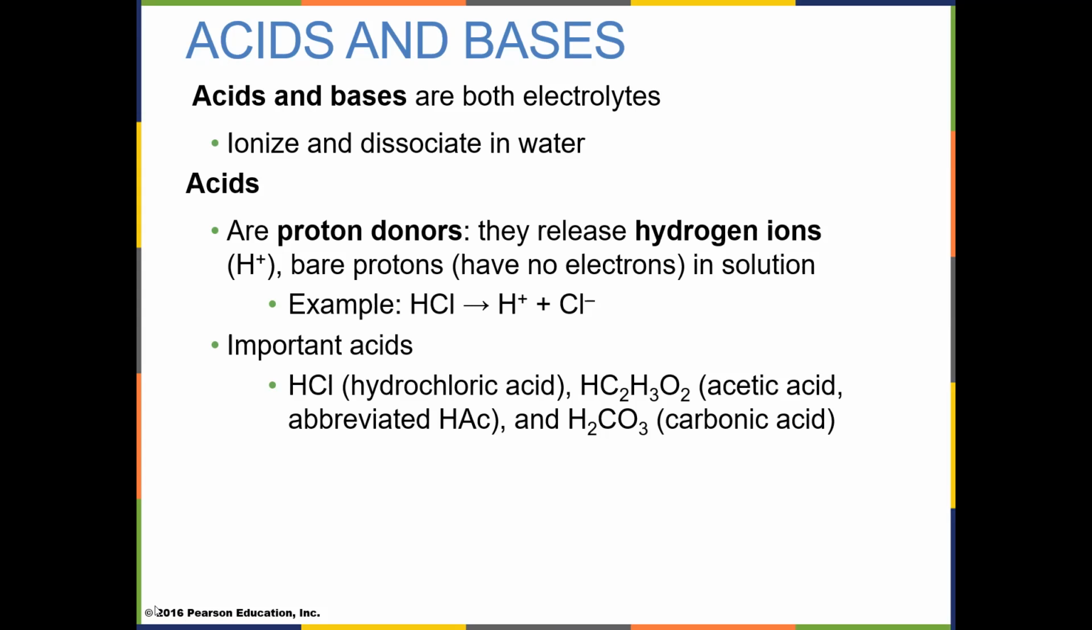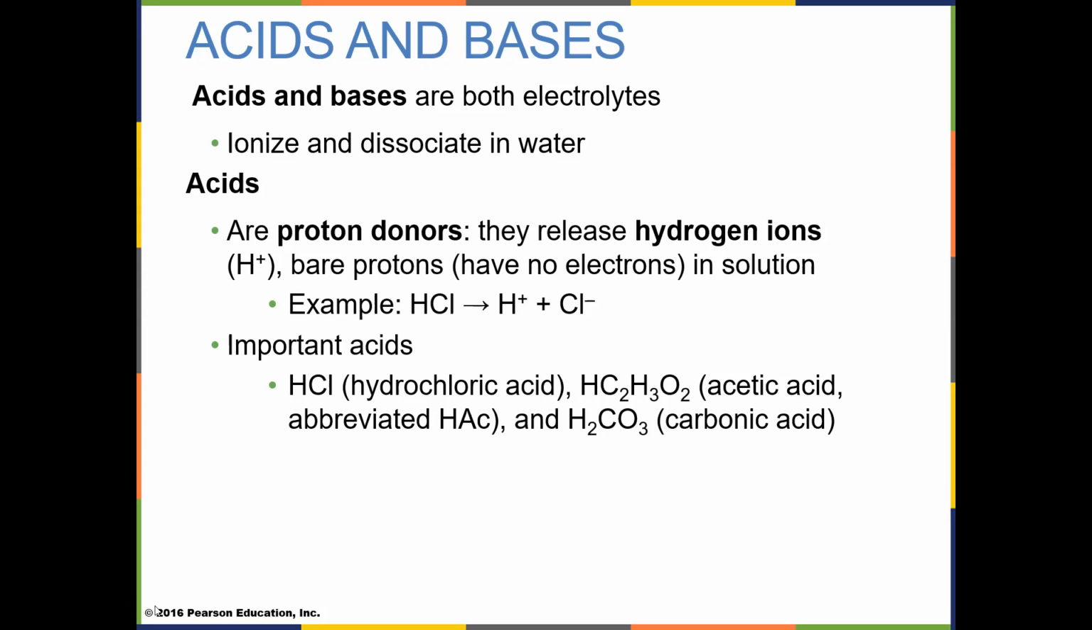We call them protons because, think about it, hydrogen has one proton and one electron. If it doesn't have its electron because it's now an ion, a hydrogen ion, all that's left is the proton. So we call them protons. So we say acids are proton donors or hydrogen donors. Now, think about several treatments for acid reflux. Acid reflux is a condition that occurs when our stomach overproduces hydrochloric acid.